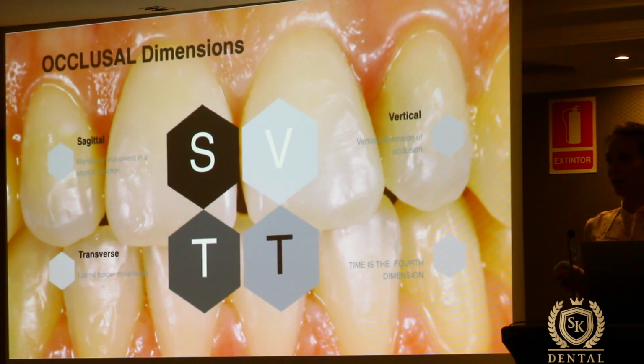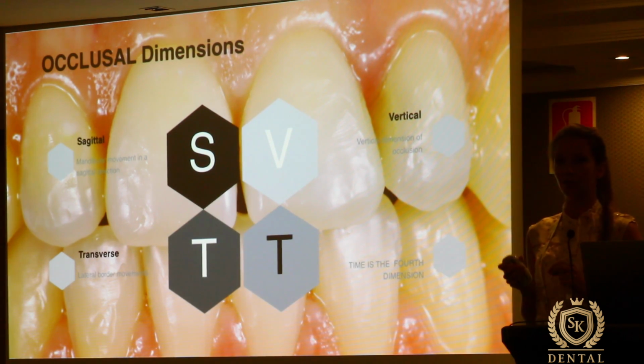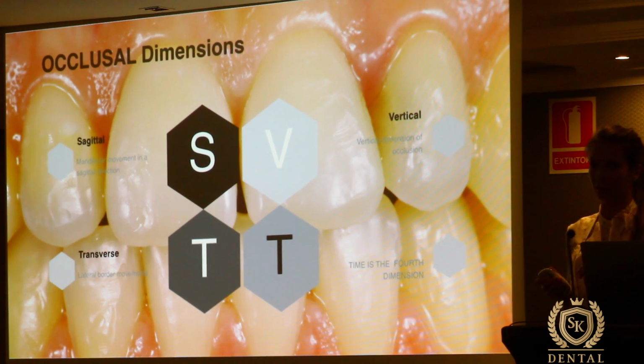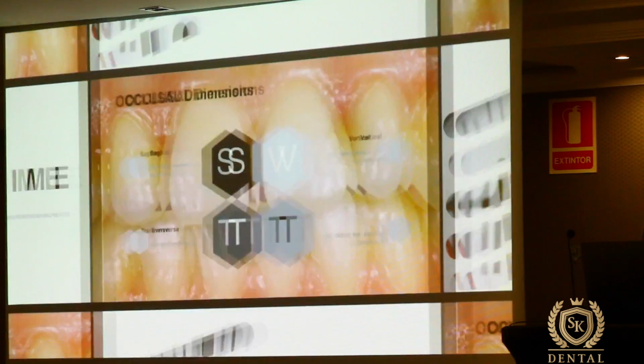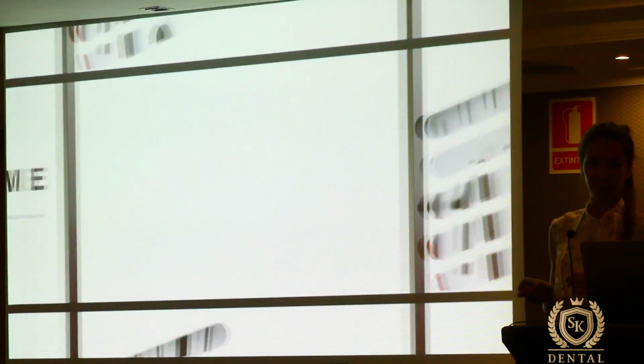We can measure occlusion in three major dimensions. These are sagittal dimension, vertical, and transverse. But there is one more thing that we have to take into consideration. We have to think about the fourth dimension of occlusion, which is time. And time is the major contributor to orthodontic relapse.